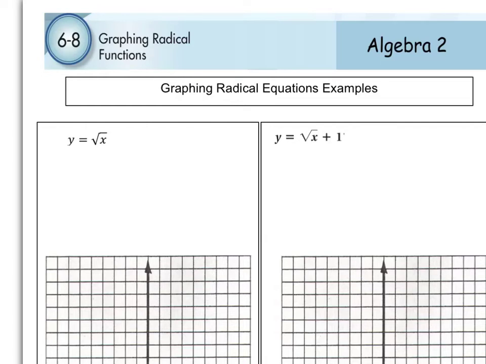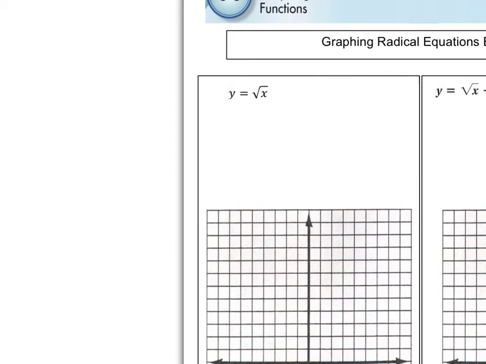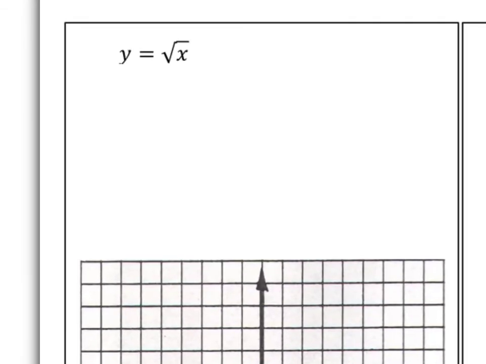Okay, this is section 6.8, and this is part 2 of the video. This is going to go through the graphing radical equations examples. Okay, so if you'll turn to page 2 of your note packet here, we'll look at this very first example. We have y is equal to the square root of x.